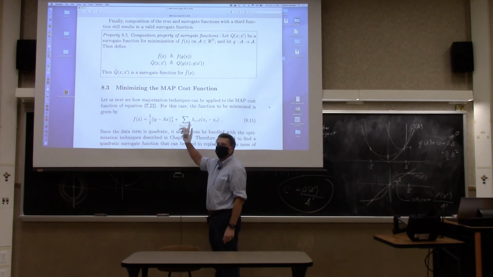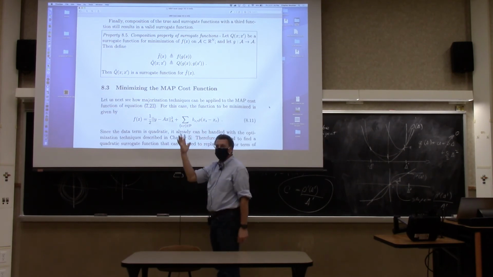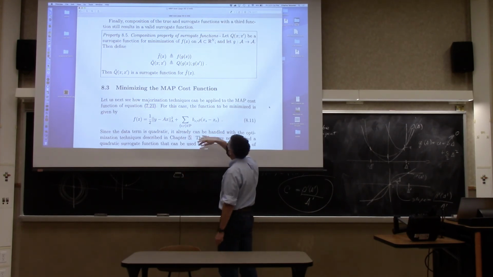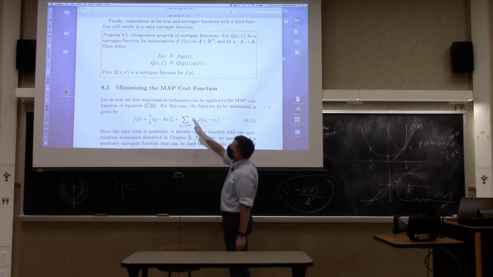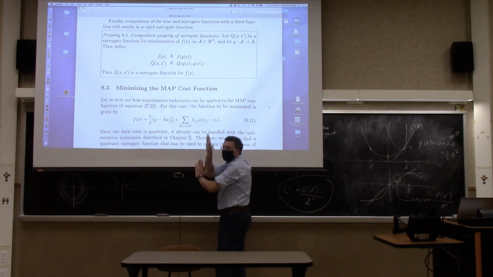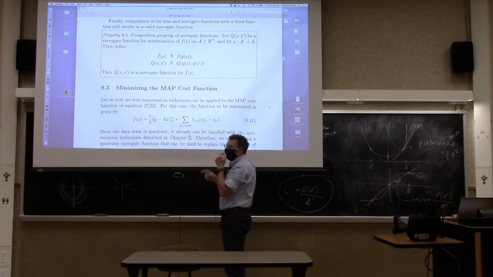To do an ICD update of a single coordinate, say, not even just to do an ICD update. This is the multidimensional function. It would work for ICD, but it works for gradient descent or any other algorithm. You have to minimize this function by doing an update in some direction. The problem is this rho is not quadratic, right? So now the idea is you're going to replace each of these rows with a surrogate function that upper bounds it.